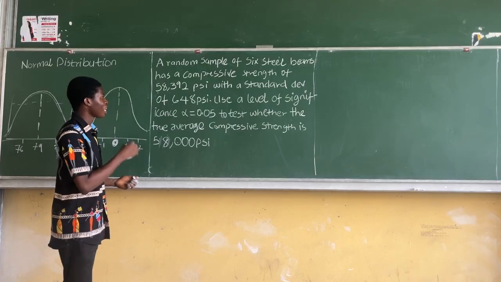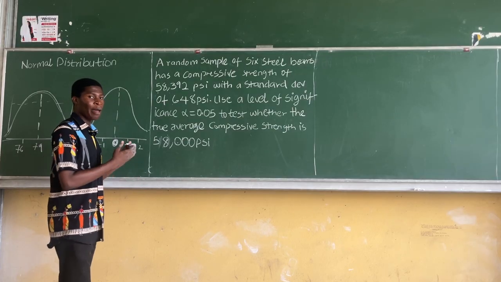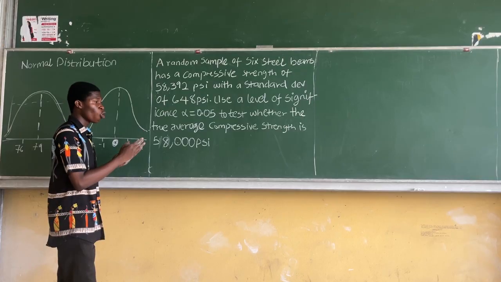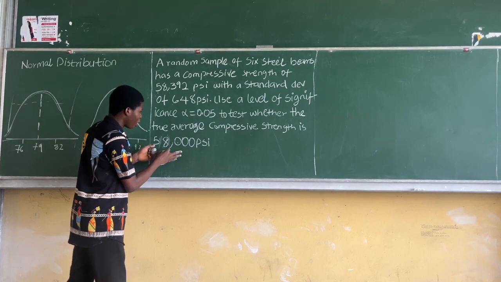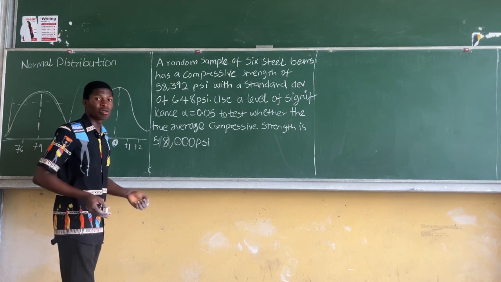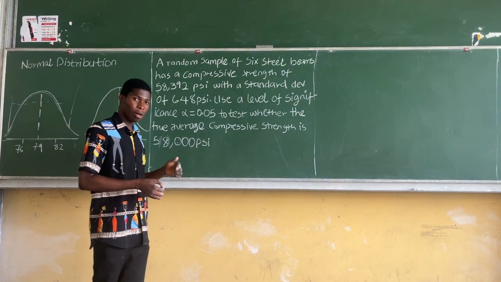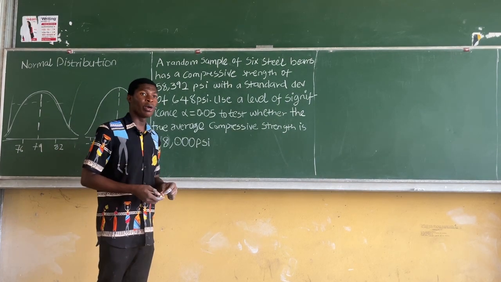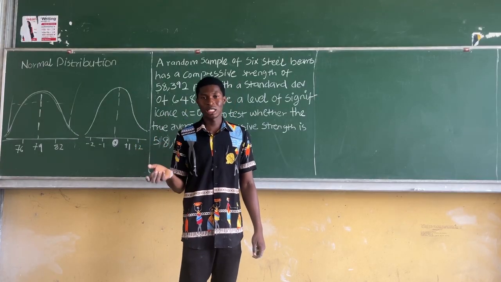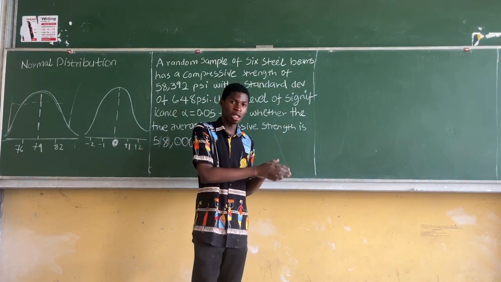So they took a sample test and they are going to use hypothesis testing on these 6 beams to know whether their compressive strength is greater than 58,000 or less than that. So this is a two-tailed test problem, whereby we don't know whether it's above or below 58,000. That is when we know it is a two-tailed test problem.